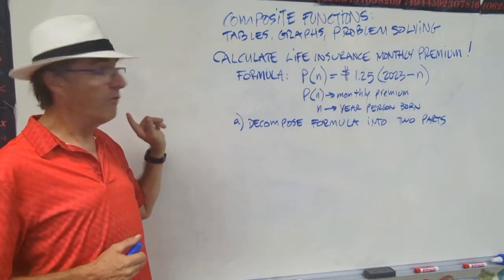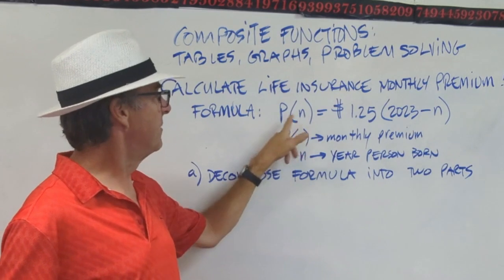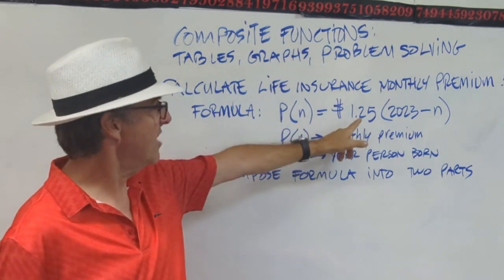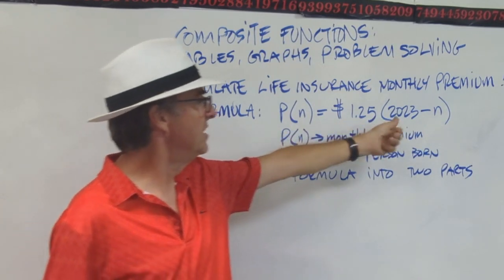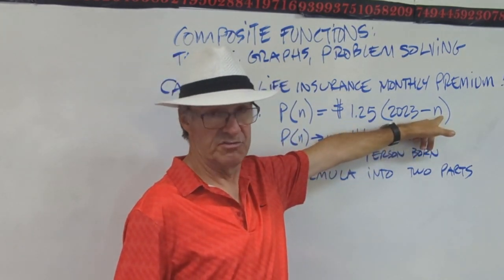So the life insurance formula is this. P of n, so that's the monthly premium as a function of age. It's calculated by $1.25 times the current year, 2023, minus the age. Okay?